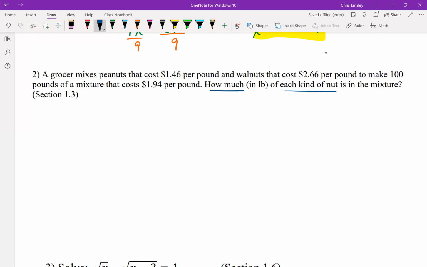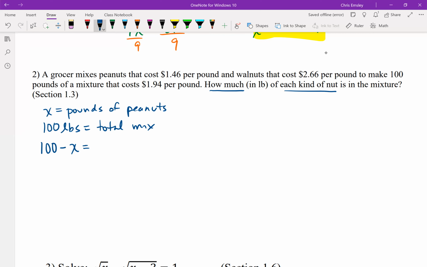So that's where I'm going to set up my variables. X is going to be the pounds of peanuts that we're using in our mixture. We know that we need 100 pounds of the total mixture. And that means our amount of walnuts is going to be that total amount minus how many peanuts we put in. And that's going to tell us how many pounds of walnuts we need. Okay, so this is kind of our setup.